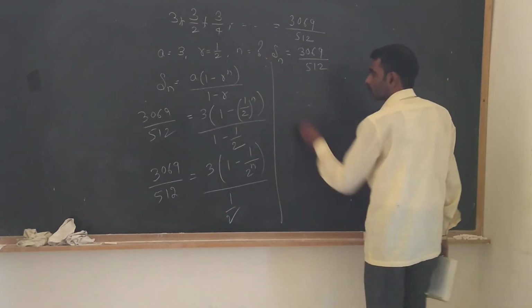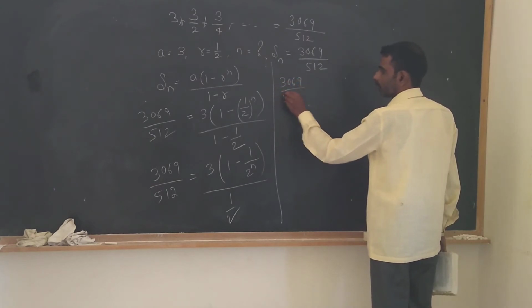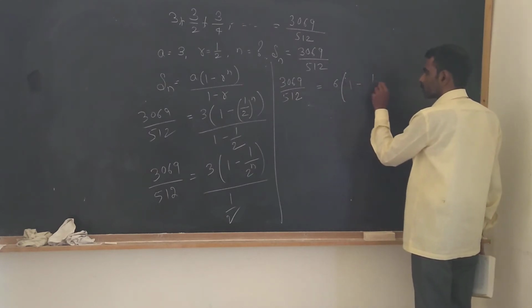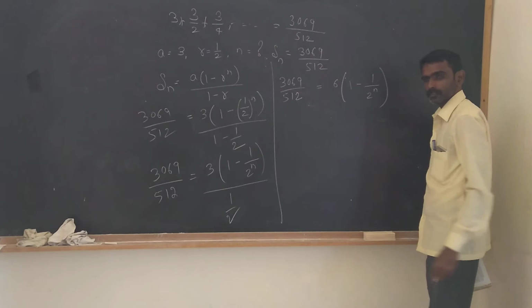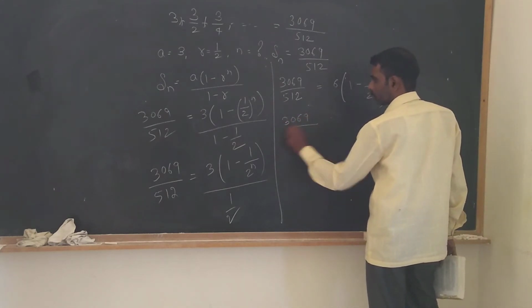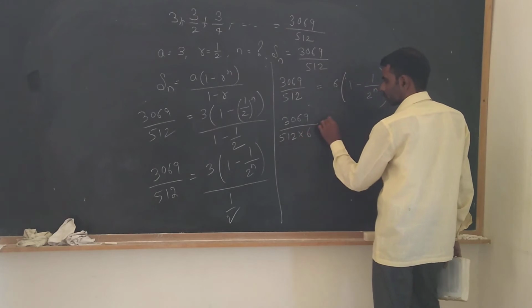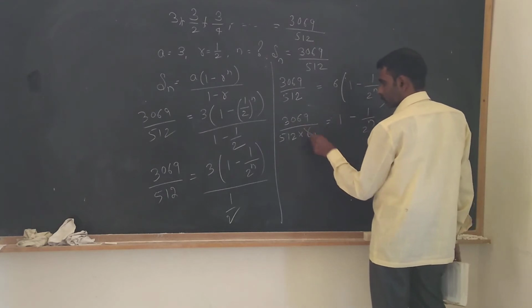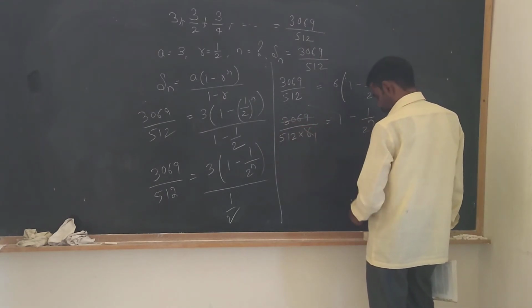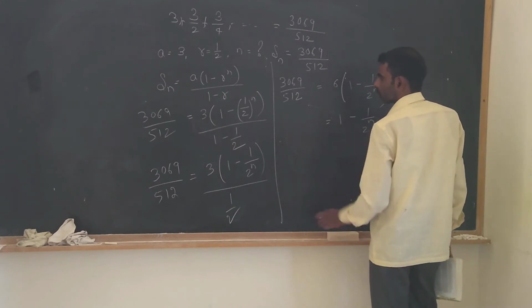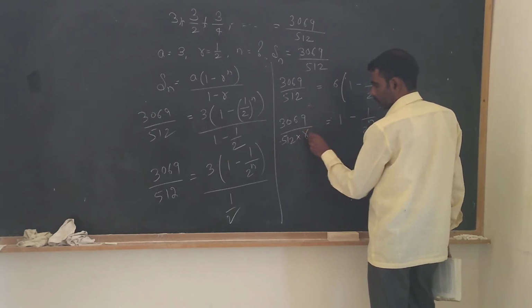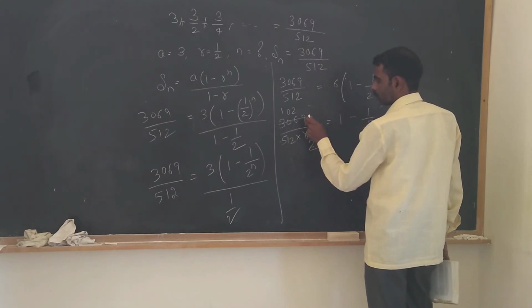So 3069 divided by 512 will be equal to 6 into 1 minus 1 divided by 2 raised to n. So 3069 divided by 512 into 6 is equal to 1 minus 1 divided by 2 raised to n. So 6 ones are 6. Now 3069 divided by 512 into 6. 3 twos are 6, 3 ones are 3, 3 twos are 3 threes are.